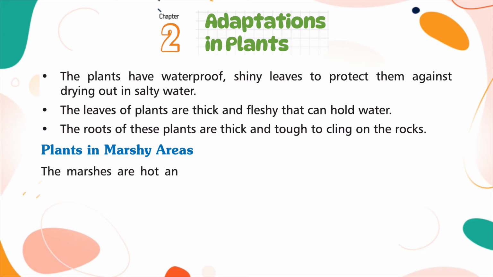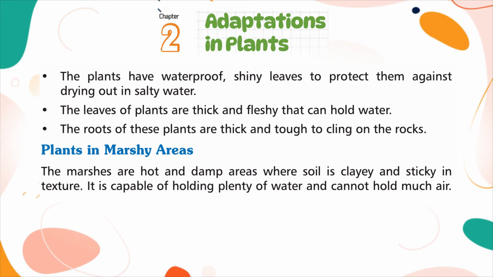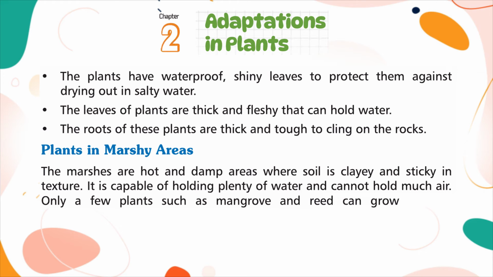The marshes are hot and damp areas where the soil is clayey and sticky in texture. It is capable of holding plenty of water and cannot hold much air. Only a few plants, such as mangrove and reed, can grow in such conditions.